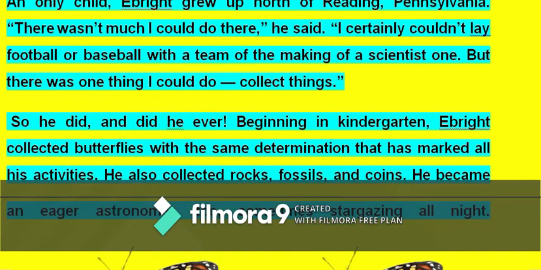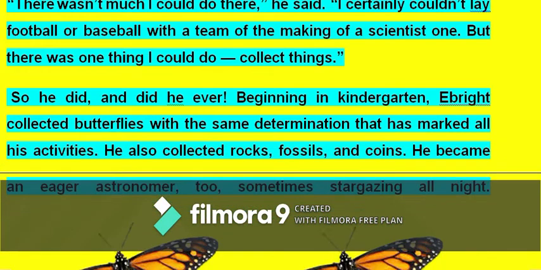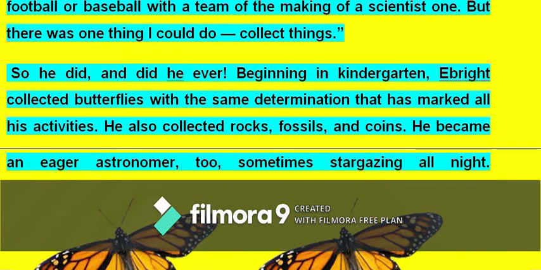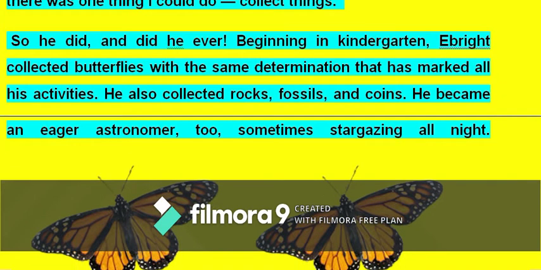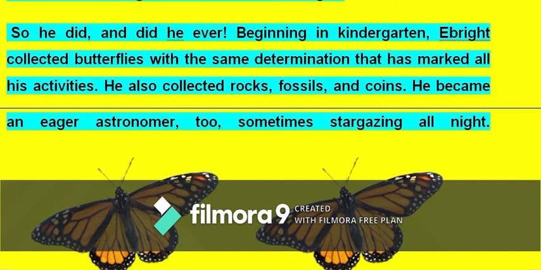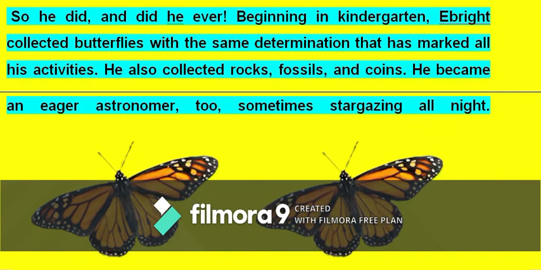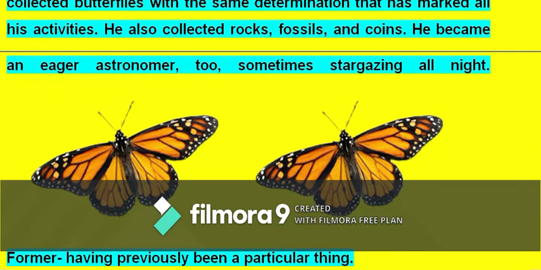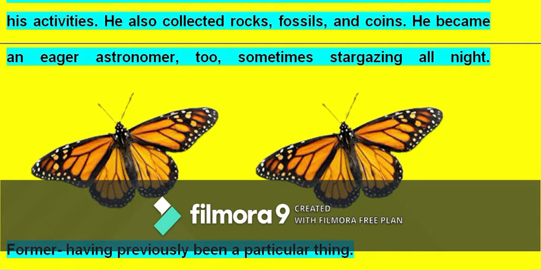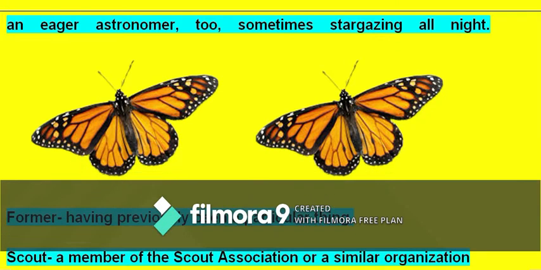Beginning in kindergarten, Ebright collected butterflies with the same determination that he marked all his activities. He also collected rocks, fossils, coins. As most of the children do, they collect and keep it in their pockets. He became an eager astronomer too, sometimes stargazing all night.